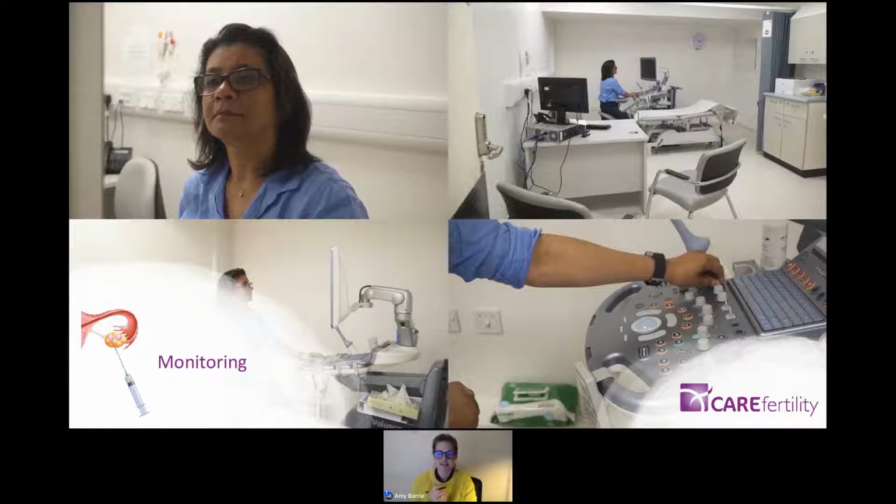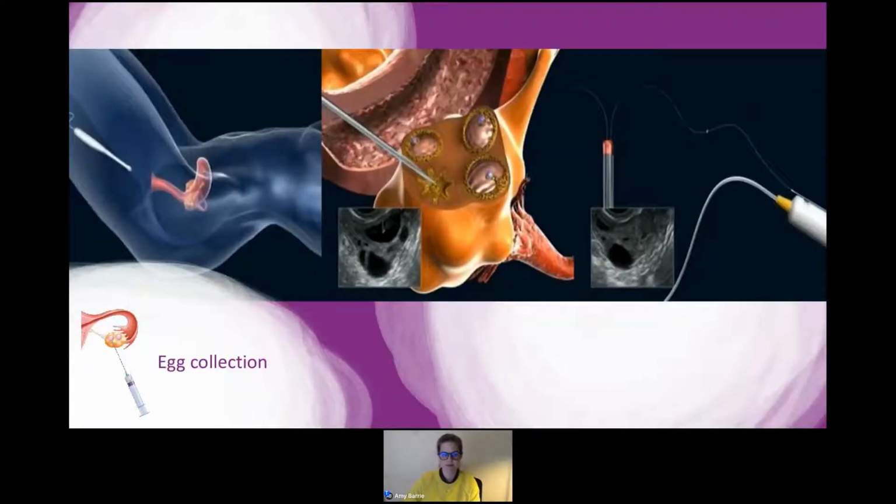And this trigger is a final injection that we give, which is supposed to do a final maturation, a final development of the eggs that are growing, and would trigger ovulation. It would be usually administered in the evening, and then the egg collection would be scheduled for 36 hours later. So the egg collection is a very straightforward procedure.